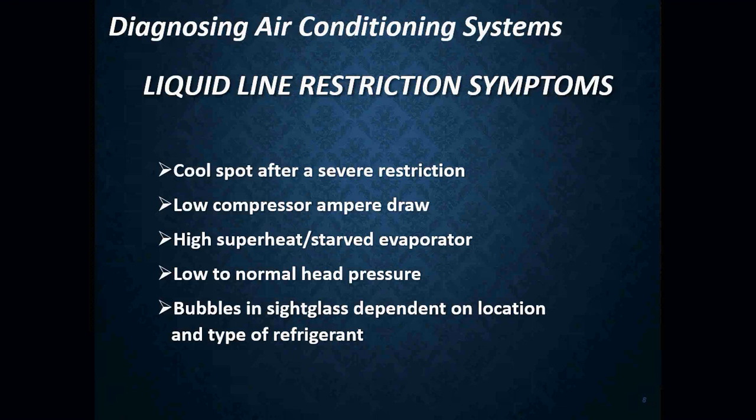You have a restriction. Okay, compressor amp draw will be low due to the reduced refrigerant flow. The compressor isn't working hard enough because it just does not receive the refrigerant that it needs. Bubbles in the sight glass, if you have one, if the restriction is before the sight glass. Okay, now sight glasses are optional in refrigeration and air conditioning systems. You may not necessarily have one, but if you see bubbles in the sight glass, there could be a chance that you have a restriction that is before that sight glass.